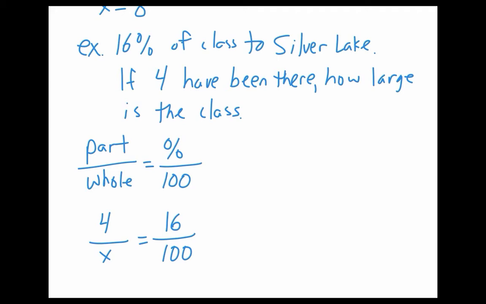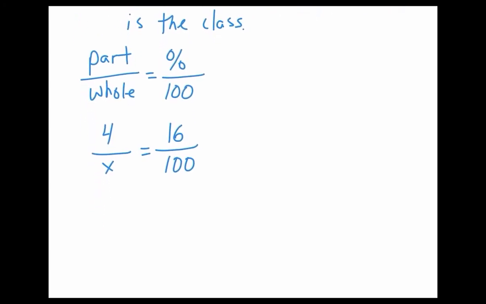And then for this you could go through and solve it like I did the last one. 4 times what gets me 16? Yep, so 4 times 4 is 16, or you could say 16 divided by what gives me 4. But then you do that same thing, okay, what times 4 gets me 100? Yep, so x has to be 25. Or you could go through and cross multiply and divide 16 times x equals 4 times 100 and divide that way. So that's one way to do it.